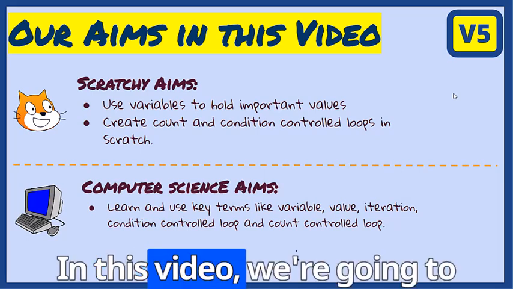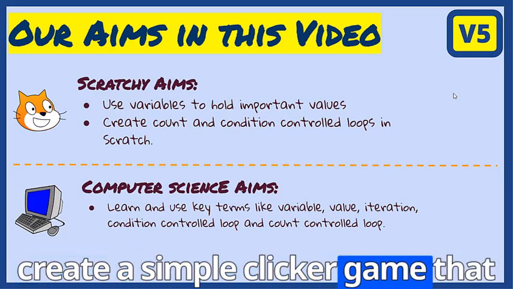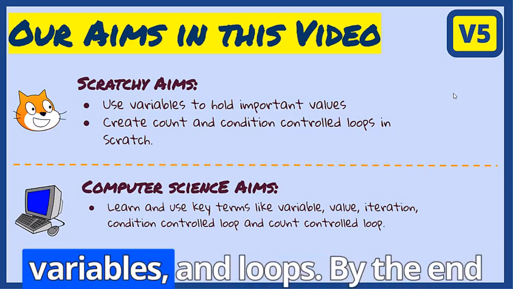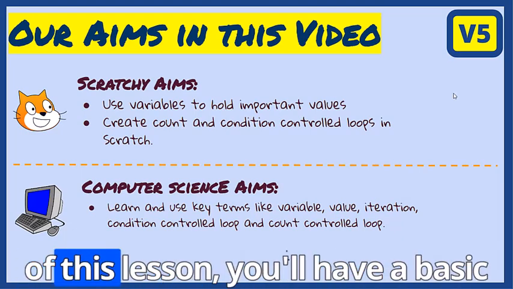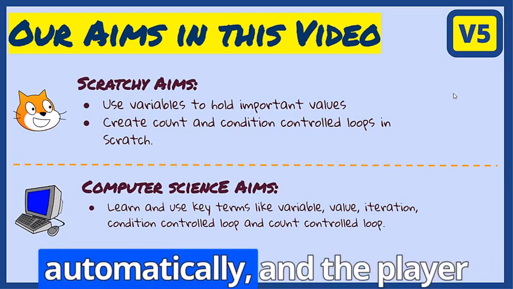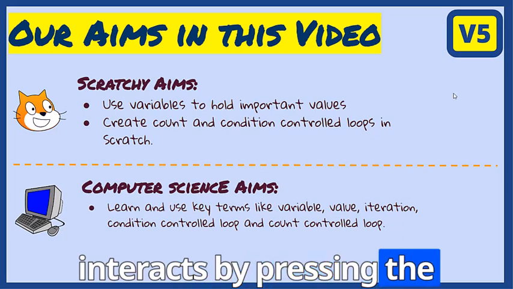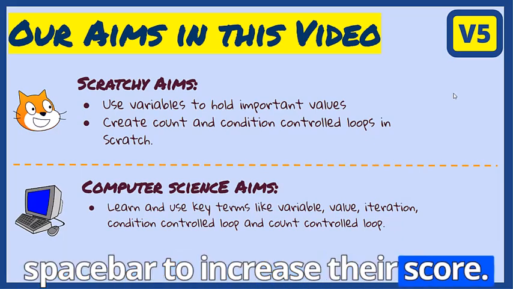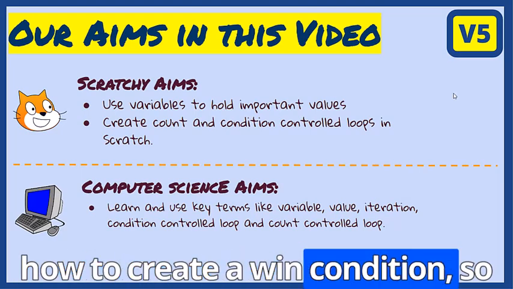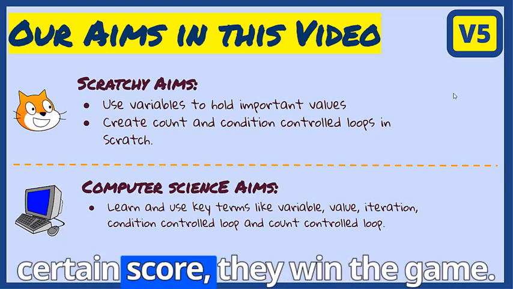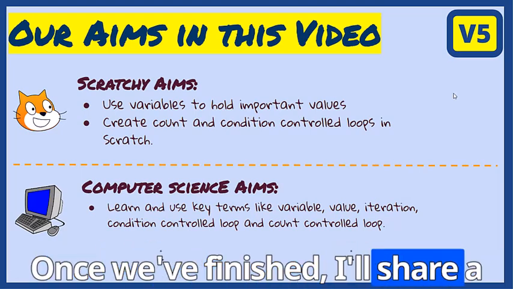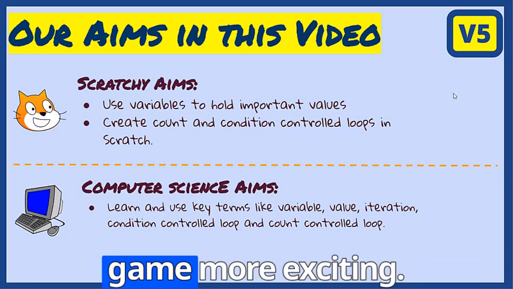In this video, we're going to create a simple clicker game that uses some key programming concepts in Scratch, like variables and loops. By the end of this lesson, you'll have a basic game where a counter runs automatically, and the player interacts by pressing the spacebar to increase their score. Along the way, you'll also learn how to create a win condition, so that when the player reaches a certain score, they win the game. Once we've finished, I'll share a few ideas on how to make your game more exciting.